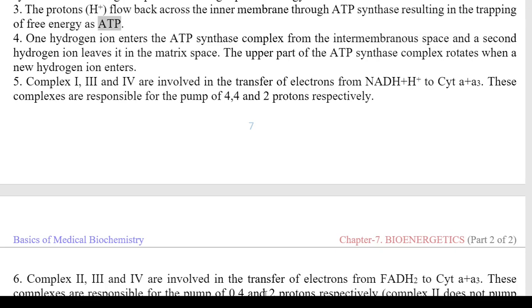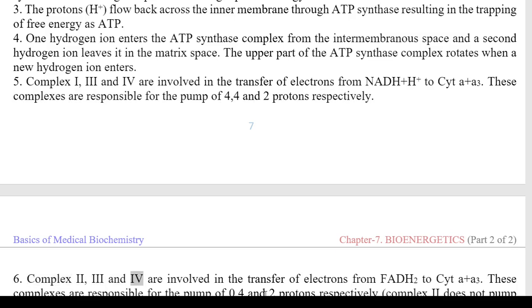as ATP. 4. One hydrogen ion enters the ATP synthase complex from the intermembranous space and a second hydrogen ion leaves it in the matrix space. The upper part of the ATP synthase complex rotates when a new hydrogen ion enters. 5. Complex I, III and IV are involved in the transfer of electrons from NADH plus H plus to cytochrome a plus a3. These complexes are responsible for the pump of 4, 4 and 2 protons respectively.